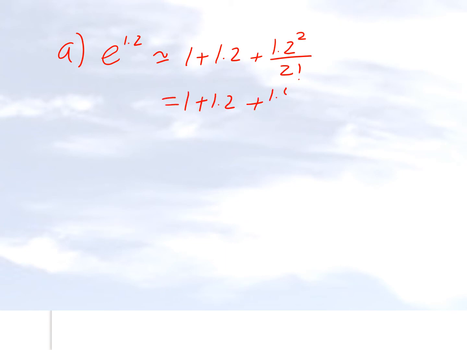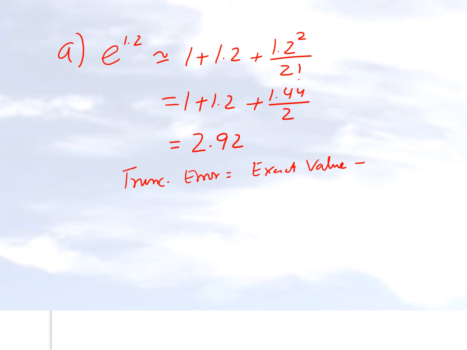So let's look at part A. Part A tells us we're taking the first three terms of the Maclaurin series. The first three terms of the Maclaurin series will be as follows. So in that case, what we'll get is this will be the approximation, and that approximation will turn out to be 2.92. So that is the approximate value of e to the power 1.2. So in this case, the truncation error will be equal to the exact value, also called the true value, minus the approximate value which we just obtained.